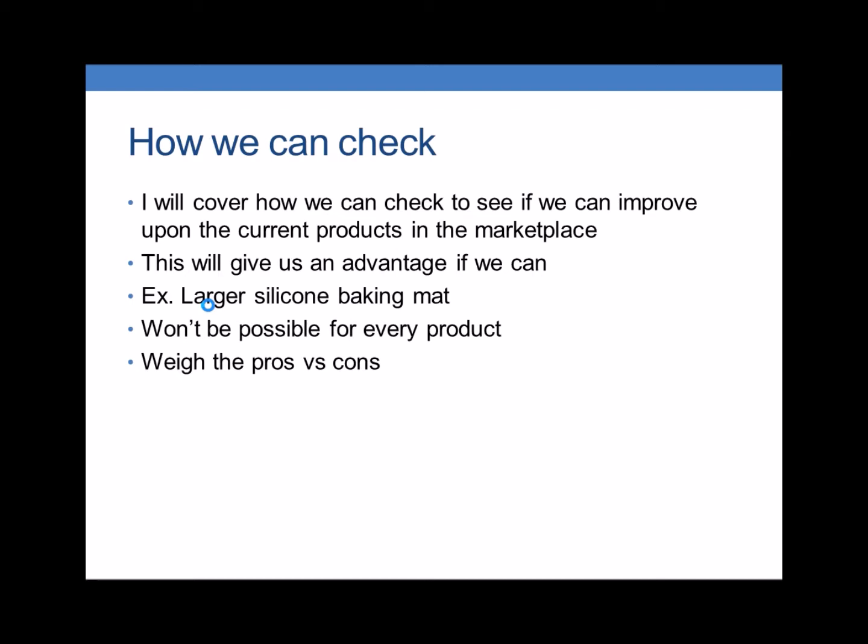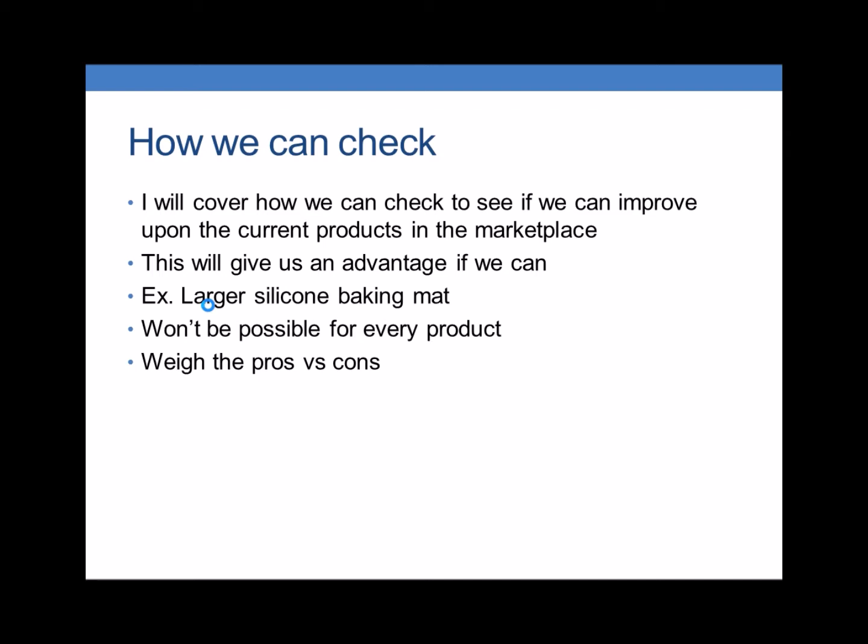It won't be possible for every single product. I don't know the exact ratio, but I would think it's probably 50-50 whether you can improve upon a product or not. It just depends on the type of product you have. The simpler the product is, the easier it is to improve upon it, but also it's kind of limited on what you can do to it. So it depends on your product, but if we can improve upon it, it will definitely give us an advantage when we go to sell it.